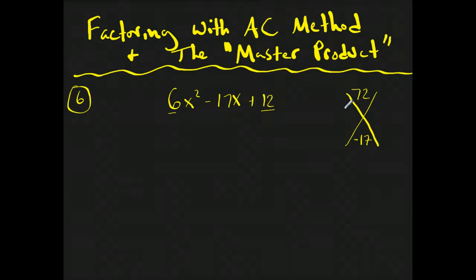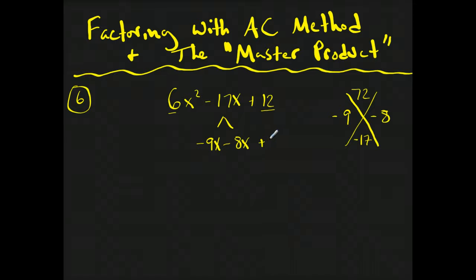So I'm thinking 9 times 8 would work very well. Yeah, so it would have to be a negative 9 and a negative 8. That way they add to negative 17, but a negative times a negative gives me a positive 72. So I'm going to rewrite negative 17x as negative 9x minus 8x, coming from this chart here.